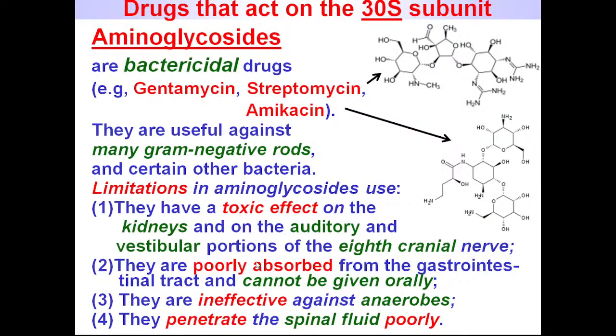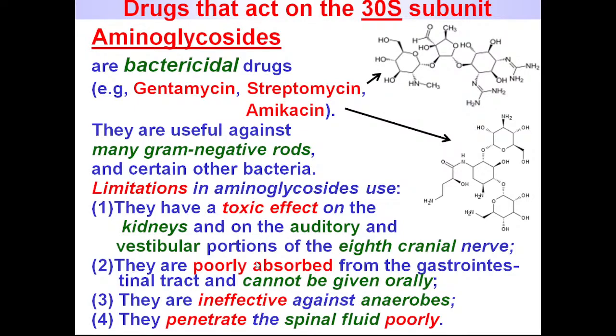30S inhibitors, an example of which is aminoglycosides. These are bactericidal drugs like streptomycin, amikacin, and the others. And they are very effective against gram-negative rods and certain other bacteria. But any drug has its own limitations.